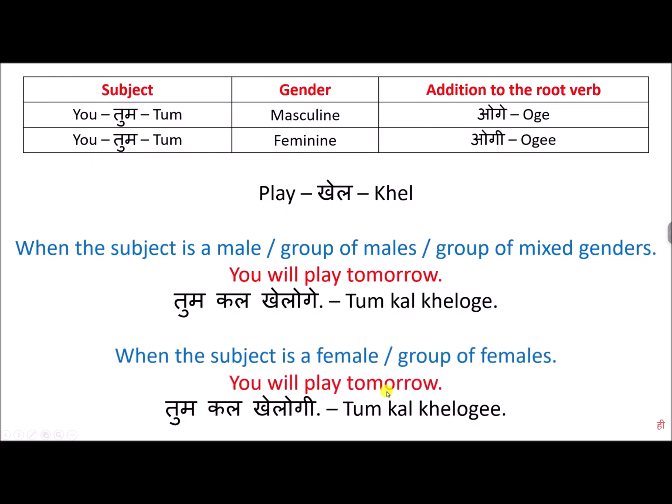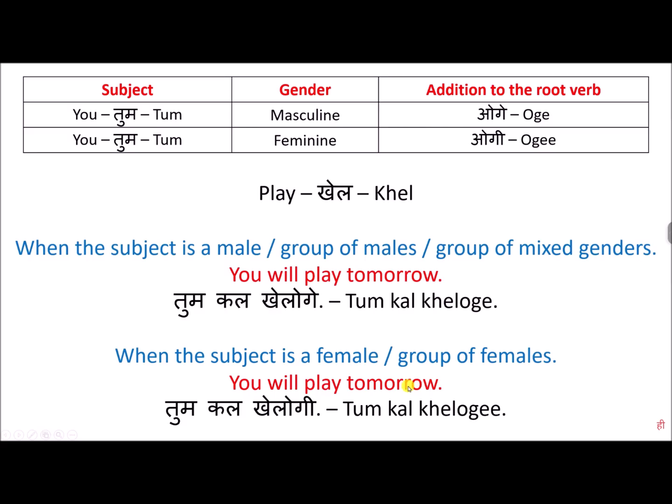you will play tomorrow is तुम कल खेलोगी. खेल is the root verb, ogi is added to the root verb. Tum khelogi is you will play. Kal is tomorrow. This sentence can be said to a female, single person, or a group of females.